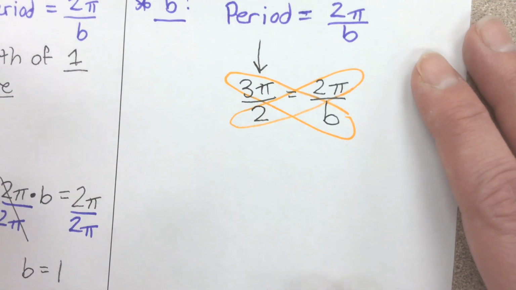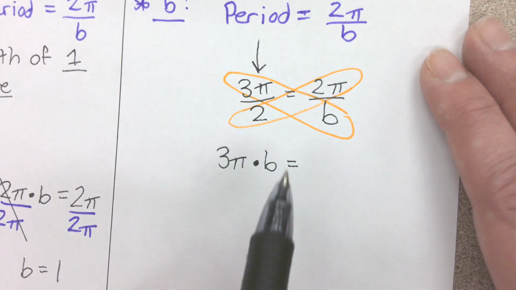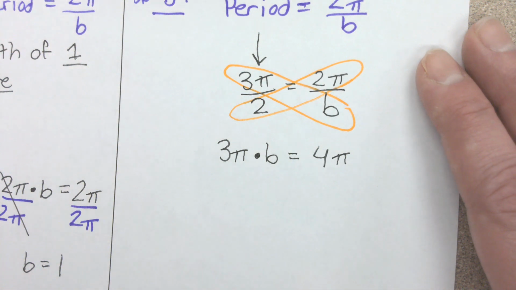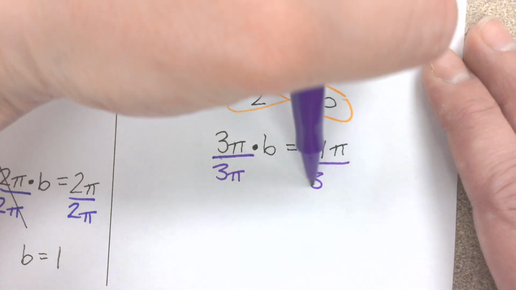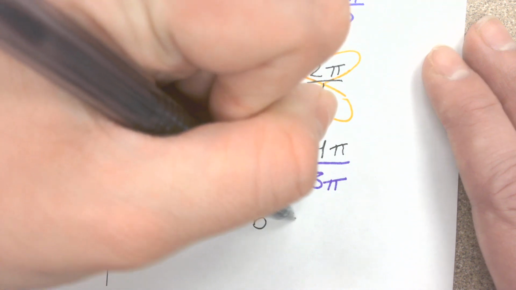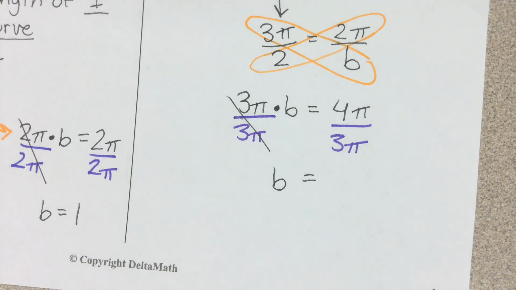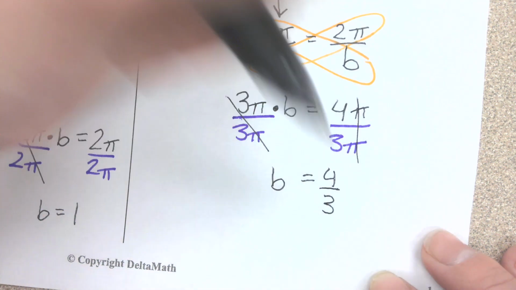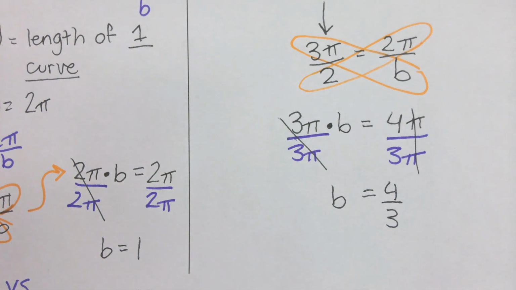Crossing the left side, we have 3 pi times b equals 2 times 2 pi will give me 4 pi. And to get the b by itself, we'll divide off the 3 pi on both sides. This will cancel on the left. B equals, what does that simplify to? 4/3. The pi's will cancel each other out. So we're left with just 4/3. On these problems, we will be seeing some interesting b values.